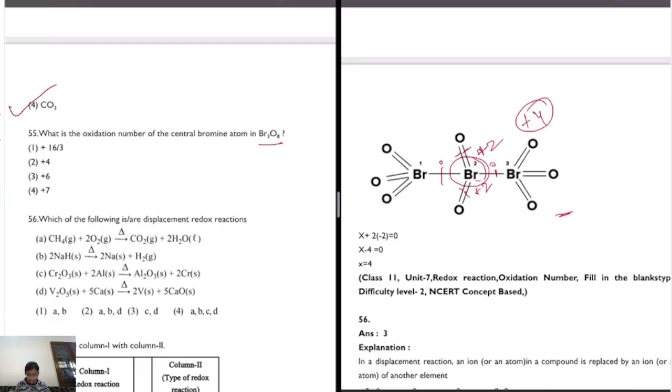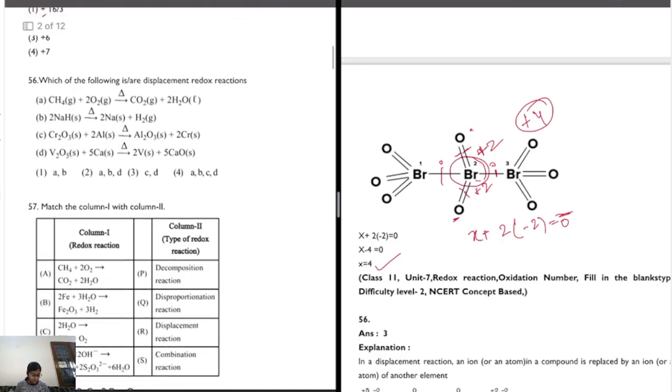Or you can do it by considering X for bromine plus 2, because two oxygen atoms are there, this and this, and their charge equals 0. That is, it will give plus 4. So this is the correct answer.